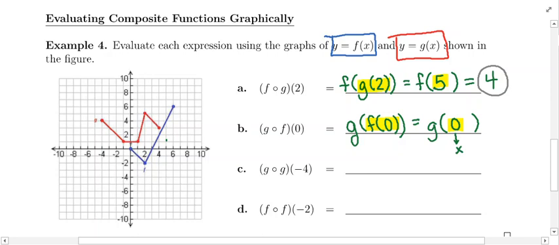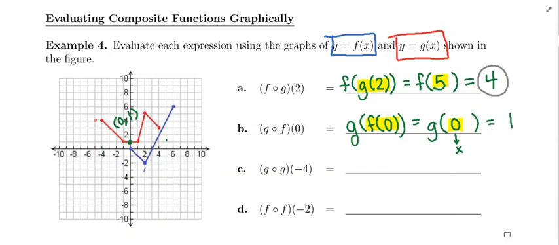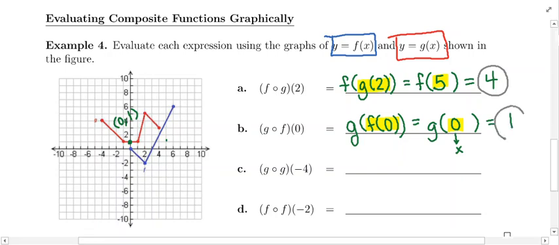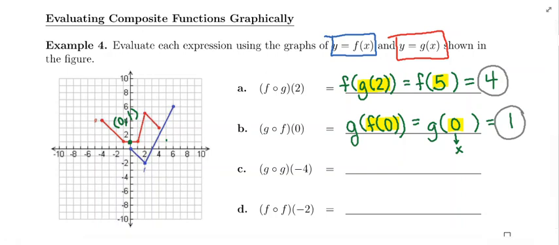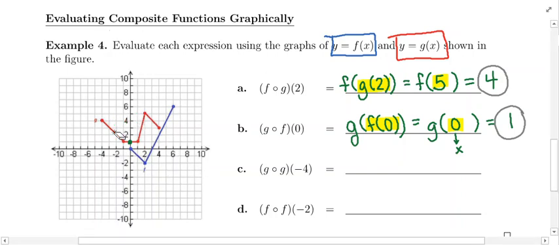At x equals 0, what's the corresponding point on the red graph? Well, this is (0, 1). So if x is 0, the output is going to be 1. That is the answer for this one. All right, next. Let me erase what we have so we don't mix it up.